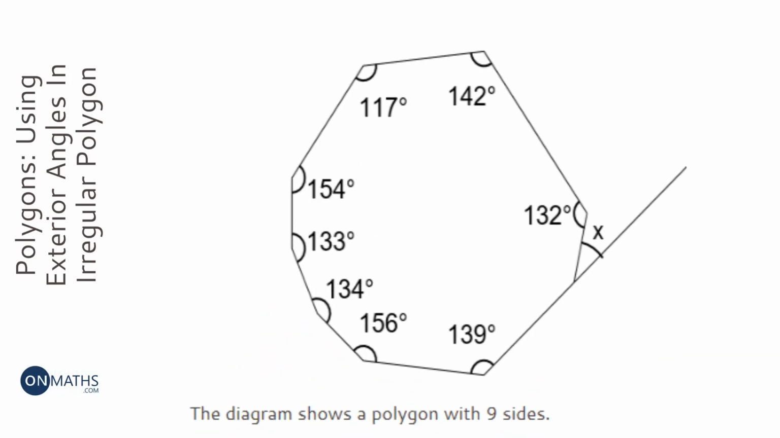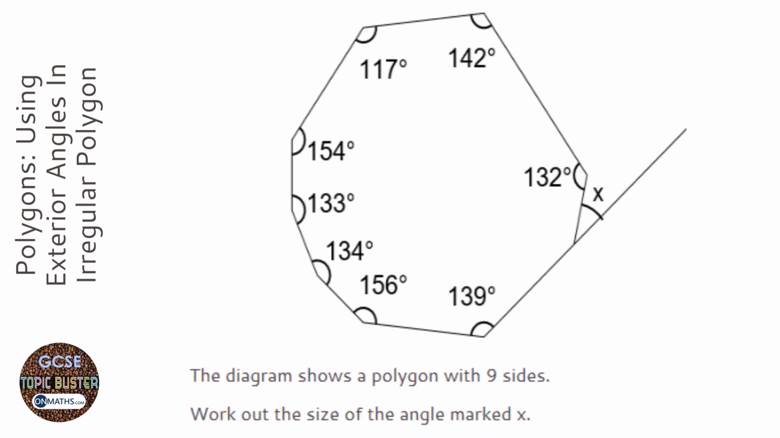Okay, so for this question we have a polygon, and clearly this isn't a regular polygon because the interior angles are different. It says it has 9 sides, and it asks us to work out the size of the exterior angle here. So we're probably going to start off by finding out what this is, and then we'll take that away from 180 to find the exterior angle.